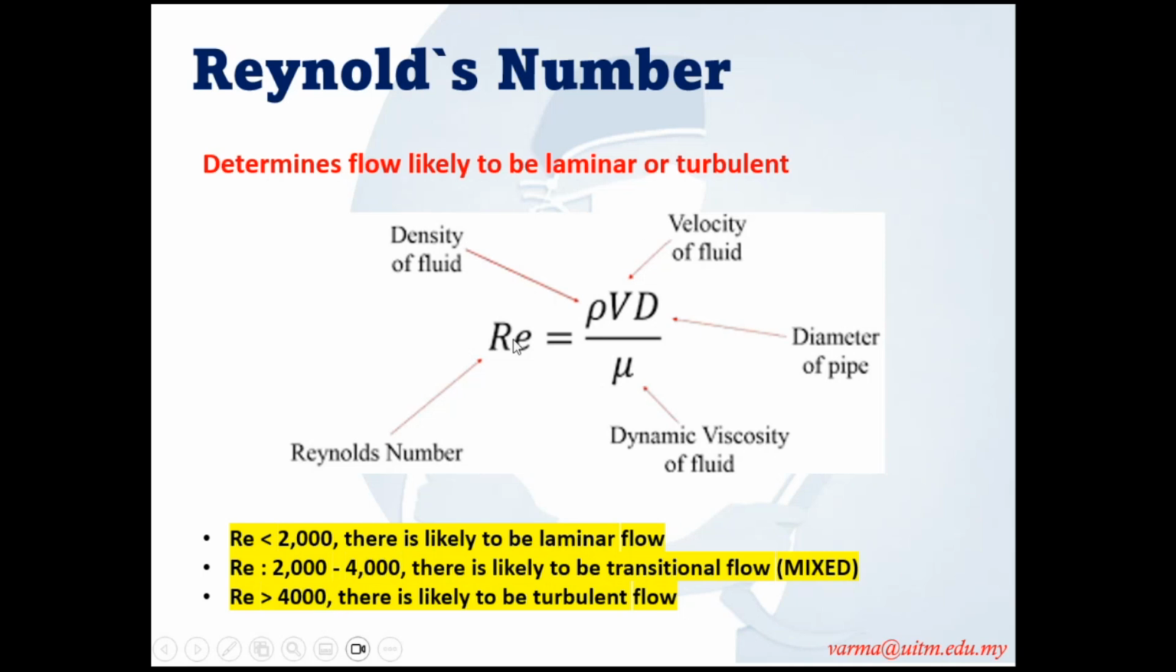Reynolds number does not have a unit. Okay, this all will cancel out the unit. You have to remember the upper part is density, velocity, and diameter, whereas down there is viscosity. I used to remember it as DVD. Density, velocity, and diameter, DVD over viscosity. So you all have to remember this.